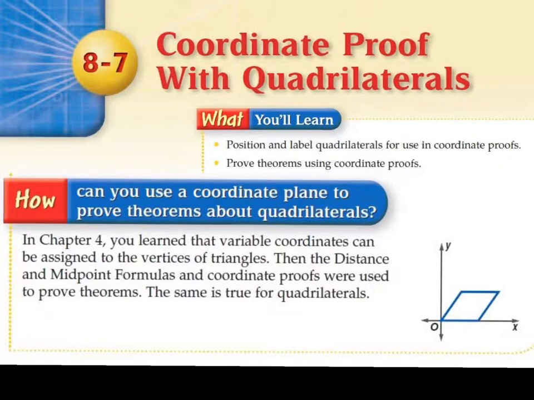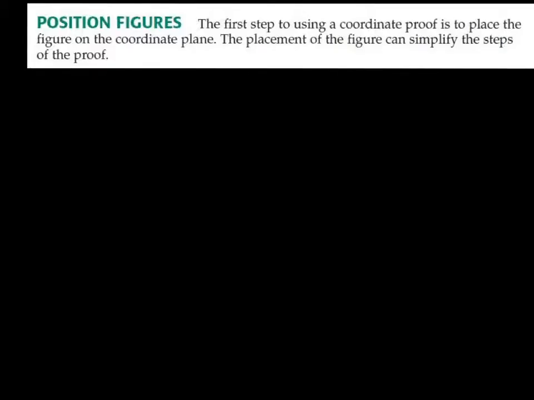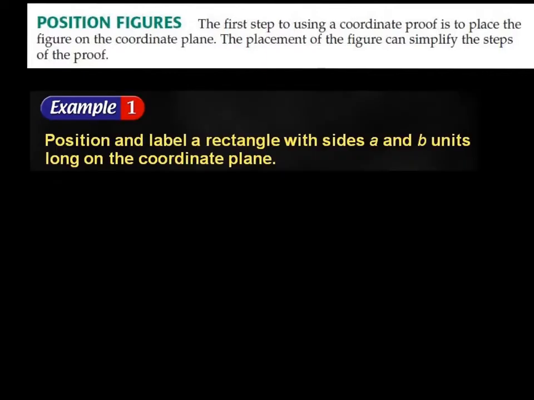In Chapter 4, you learned that variable coordinates can be assigned to the vertices of triangles. Then the distance and midpoint formulas and coordinate proofs were used to prove theorems. The same is true for quadrilaterals. The first step to using a coordinate proof is to place the figure on the coordinate plane. The placement of the figure can simplify the steps of the proof.